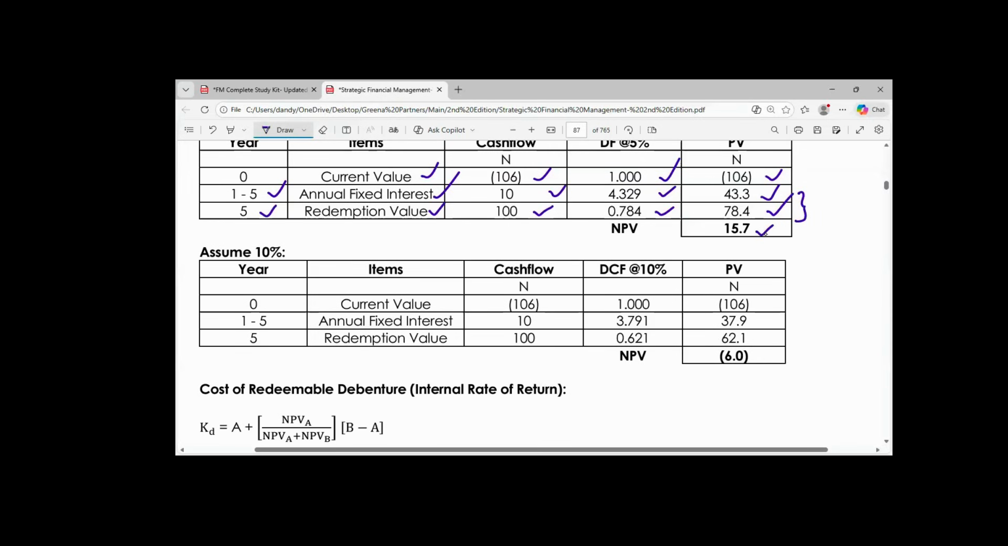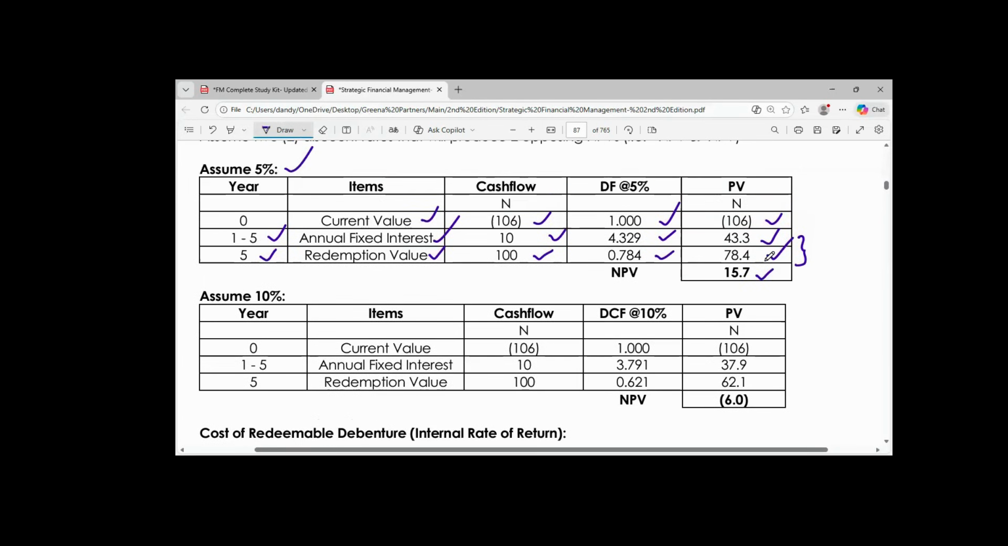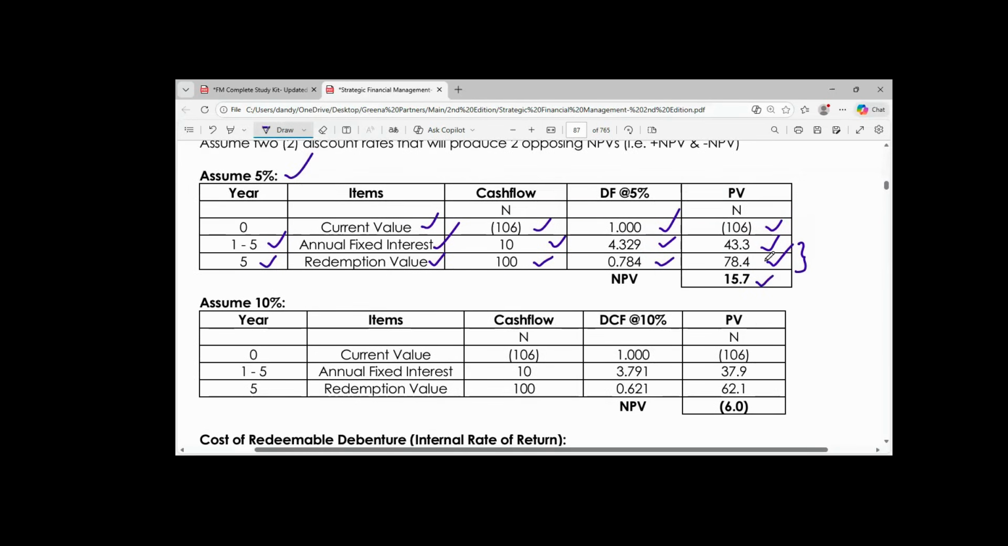So we then proceed to calculate a negative NPV. We assume 5%, we got a positive NPV. So we need to assume a higher discount rate that will give us a negative NPV. And that's why I assume 10% here. Remember what I told you.